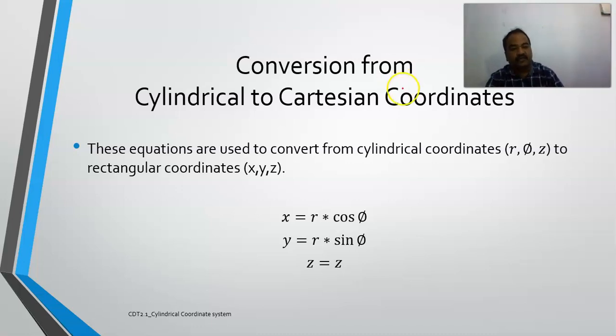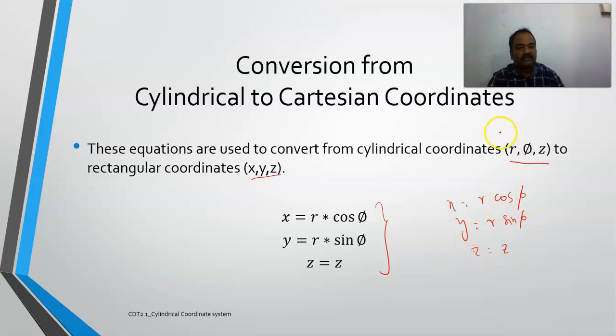Now let us suppose we have these particular points in cylindrical coordinates r, phi and z, and we need to convert them into our regular rectangular coordinates x, y, z. We should employ these formulas. x is equal to r cos phi, y is equal to r sin phi, and z is equal to z. So P is a point which is represented in cylindrical coordinates. Now I am going to convert it into rectangular coordinates. So these are the formulas.